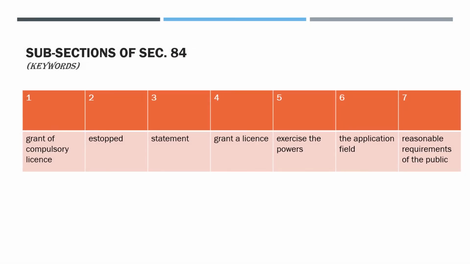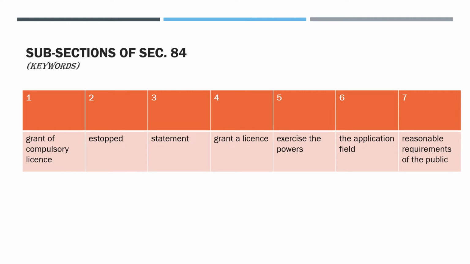Now let us try to understand the subsections of section 84 through the key terms. The key phrase for subsection 1 is grant of compulsory license. The keyword for subsection 2 is stopped. The keyword for subsection 3 is statement. The key phrase for subsection 4 is grant a license. For subsection 5, it is exercise the powers. For subsection 6, the key phrase is the application field. And for subsection 7, the key phrase is reasonable requirements of the public.